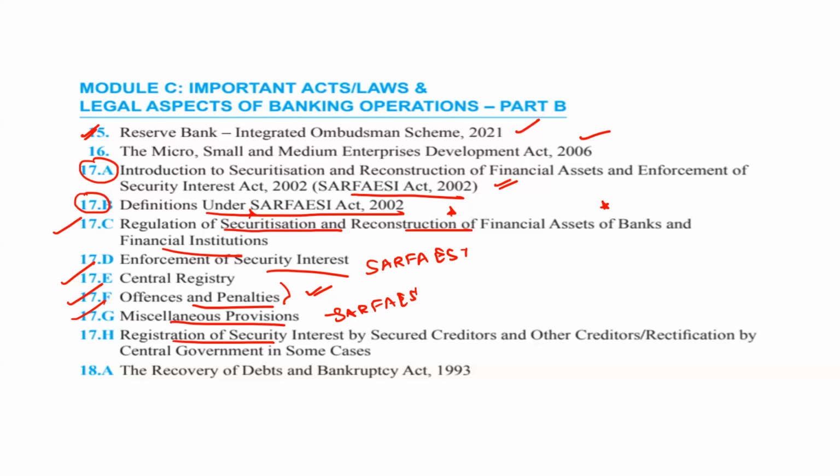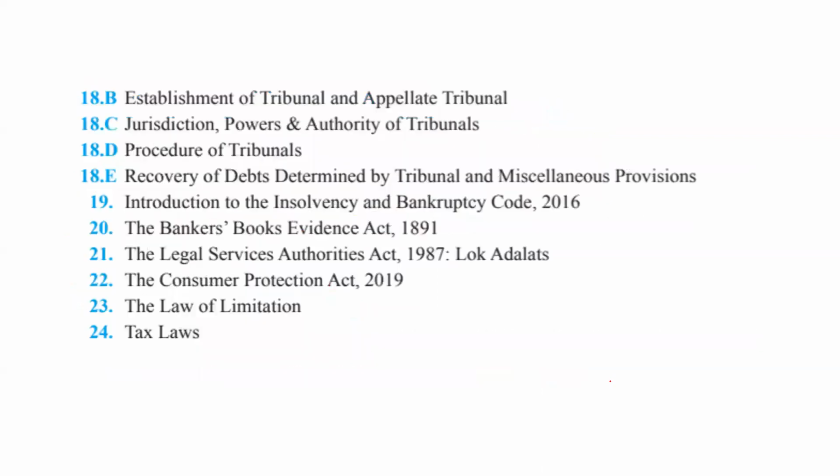Okay. So next one is the Recovery of Debts and Bankruptcy Act, RDB Act 1993. Next, establishment of the tribunal and the appellate tribunal. We have to discuss the DRT under that also. Then jurisdiction, powers and authority of the tribunals, procedures of the tribunal. The last one is the recovery of debts determined by the tribunals and the miscellaneous provisions.